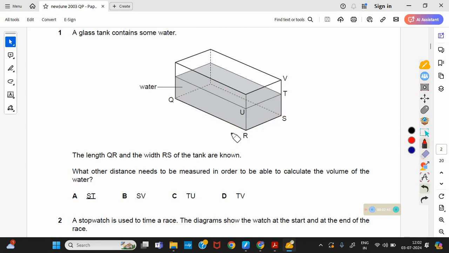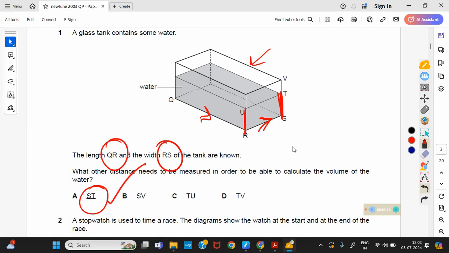So in order to calculate the volume of water, we need to know the three sides of the cuboid. This is a form of cuboid: QR, RS, and the height of the cuboid. So this will be ST, the height is ST. QR is known, RS is known, and the third length will be ST, the height of the water. Then the multiplication of three sides will give you the volume of the water. So option A is right.